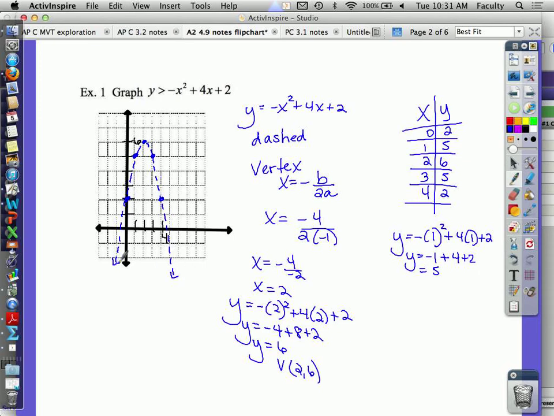So we've got a dashed parabola, and then we need to do a test point. I can use 0, 0 because that's inside, and I'm getting 0 greater than 2. Well, 0 isn't greater than 2. That's false. So I don't shade inside. I'm actually going to shade outside, like that. Okay?